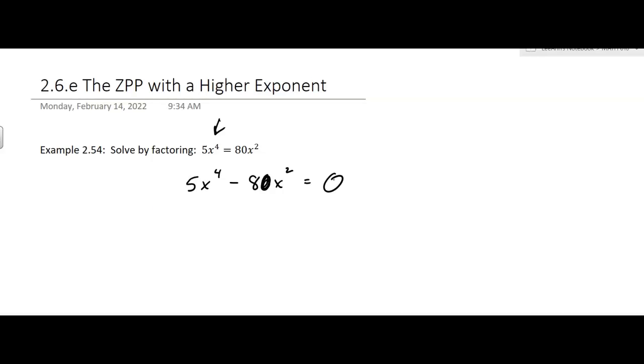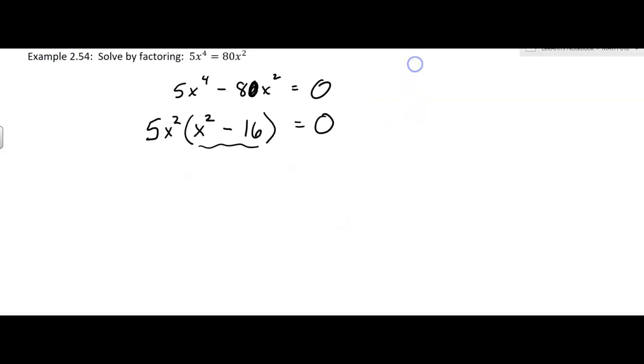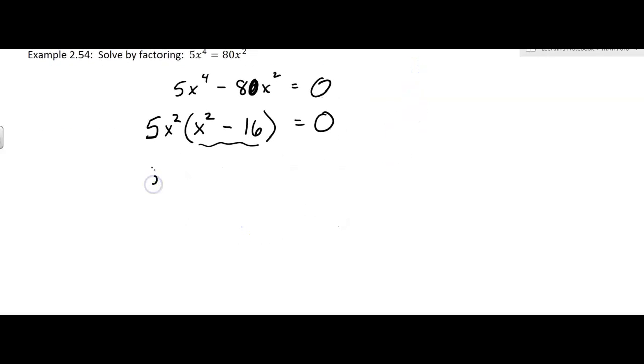Now we're going to take out the greatest common factor, 5x squared, and that's going to give us x squared minus 16, right? 5 times 16 is 80. And then we can actually factor x squared minus 16. That's the difference of squares. So we get 5x squared times x plus 4 times x minus 4.